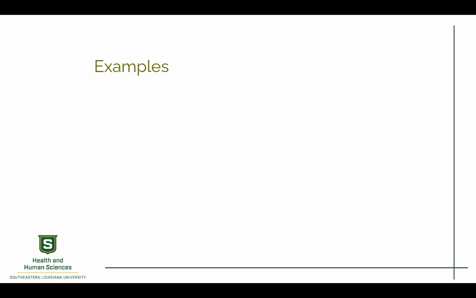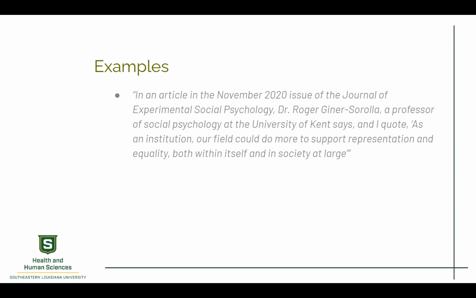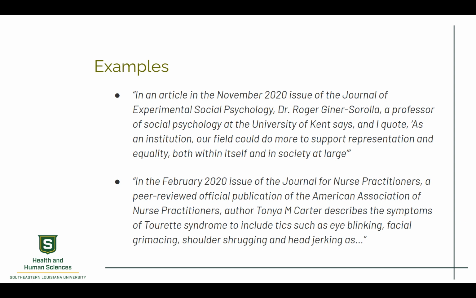So examples of oral citation would be this. In this citation, some of the information provided is the publication date of the article, the journal where the article was published, the name of the author, and even where the author works. It's University of Kent. And then in this citation, it is a direct quote, and as you can see, it says, "and I quote," and then the quoting continues.